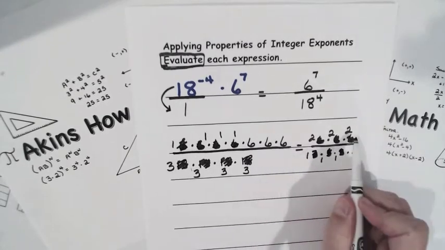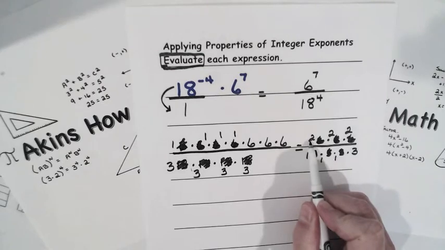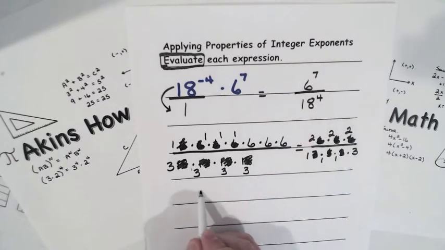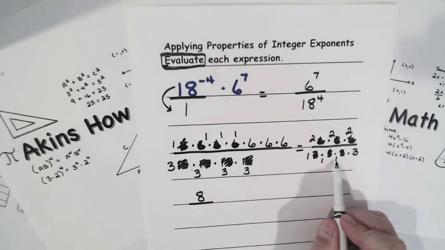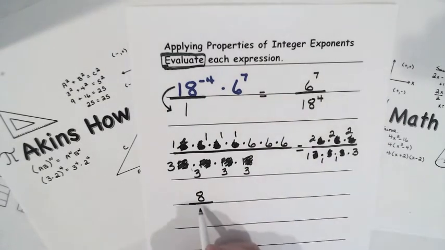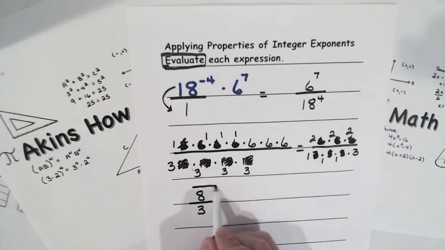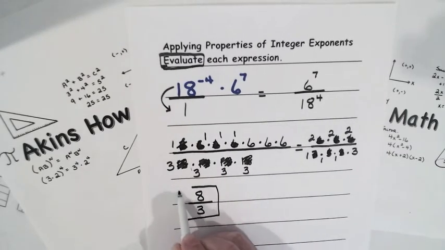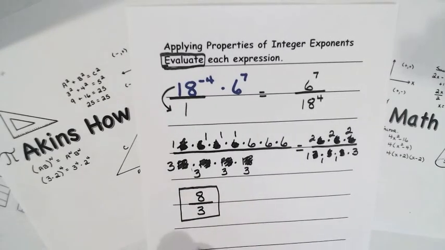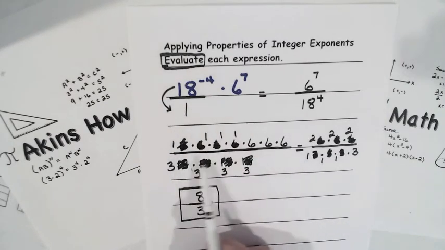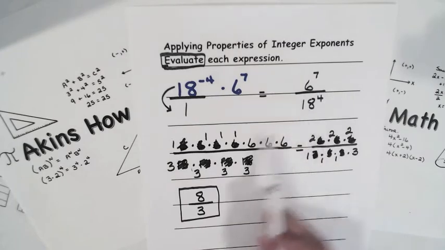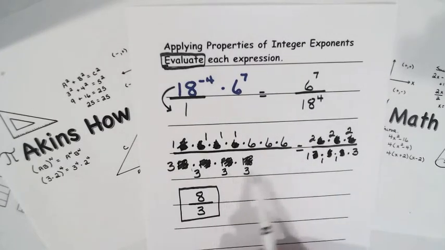So now I'm going to multiply all these numbers I have up here in the top. 2 times 2 times 2 is 8. 1 times 1 times 1 is 1. Times 3 is 3. That's what this problem right here looks like once you evaluate it. You follow your rules of exponents, getting rid of that negative exponent. You write down how many 6's there are on the top, how many 18's, and you start reducing until you get as low as you possibly can go.